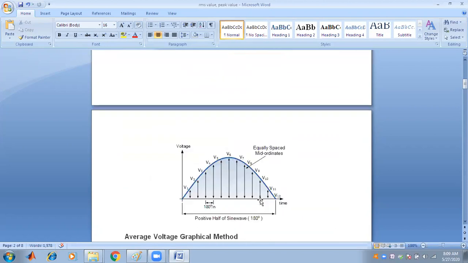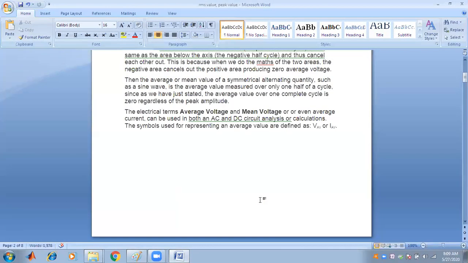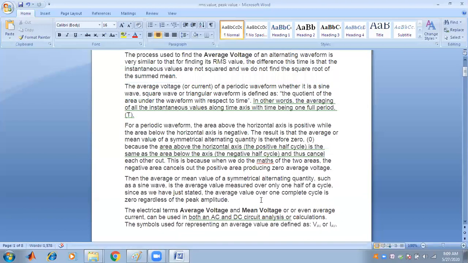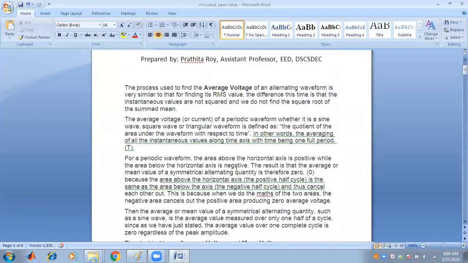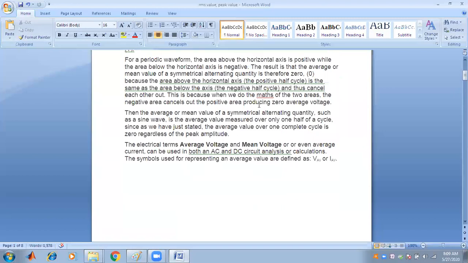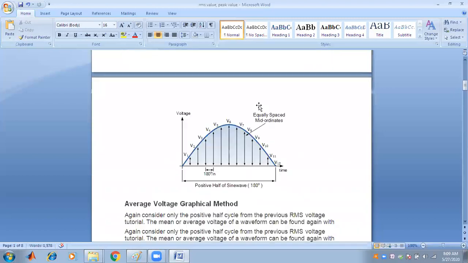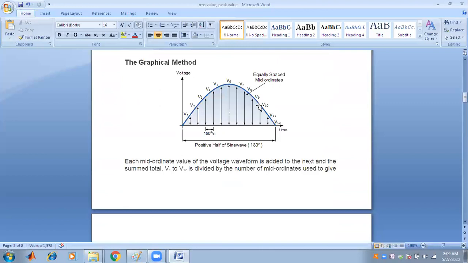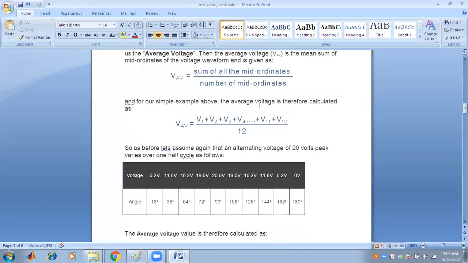This is called the graphical method of calculating the average voltage. The process used to find the average quantity of an alternating waveform is very similar to finding its RMS value. The difference is that the instantaneous values are not squared and we do not find the square root of the mean. The average value is the total summation divided by the number of divisions.